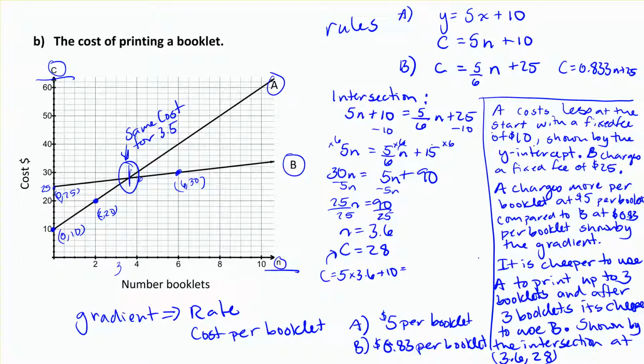Putting that into context, what that intersection actually means here is that if you were theoretically going to print 3.6 booklets, it would cost the same for either company. But because it's 3.6, we need to round down to the nearest booklet, and it's going to be 3. So for 3 booklets or fewer, A is cheaper to use, and for more than 3 booklets, B is going to be cheaper to use. So after 4 and above, B is going to be cheaper to use. That's how we'd put this problem into context if we were going to be talking about it.